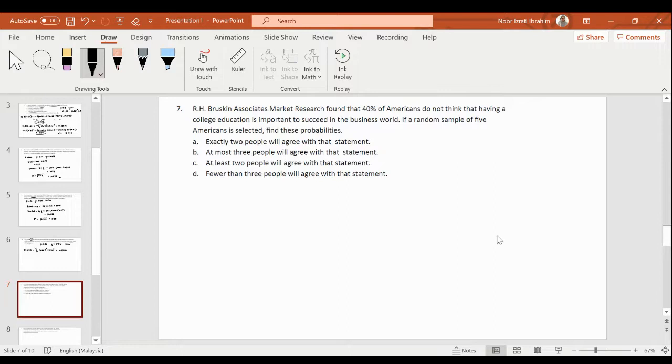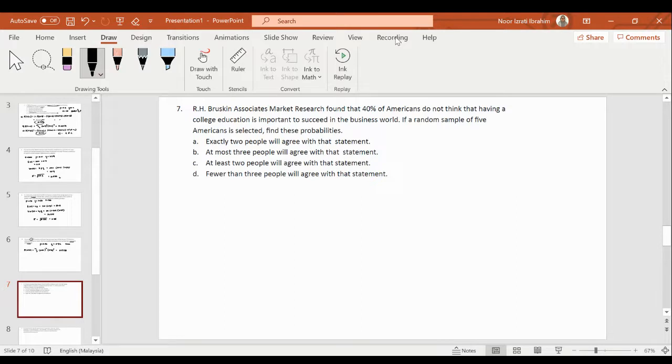Move on to question number 7. Ernest Ruskin Associates Market Research found that 40% of Americans do not think that having a college education is important to succeed in the business world. If a random sample of 5 Americans is selected, find the probability that: exactly 2 people will agree with that statement; at most 3 people will agree with that statement; at least 2 people will agree with that statement; and fewer, meaning less than 3 people, will agree with that statement.